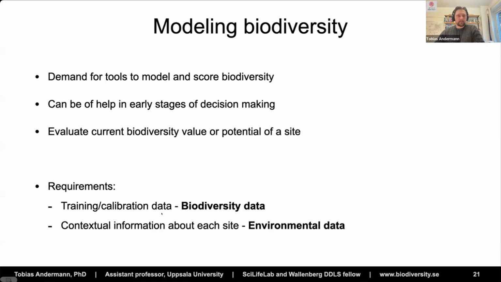So what we need when we want to model biodiversity or conservation value is, on the one hand, some type of biodiversity data to train our model. And then we also need some kind of contextual or environmental information, to train a model on biodiversity data and correlate it with available environmental data, and then be able to make predictions anywhere in Sweden using those same environmental data sources. So we need environmental data that has a spread across all of Sweden, and we also need biodiversity data that has a fairly good spread across all of Sweden.